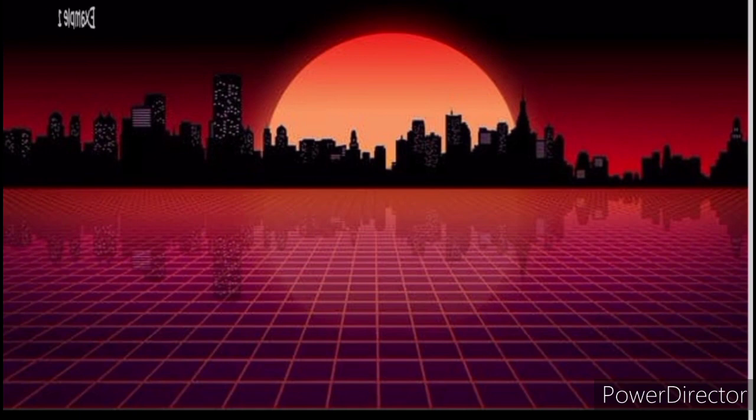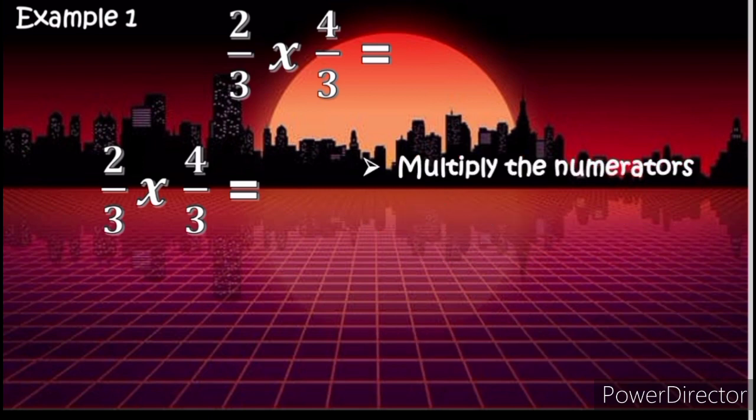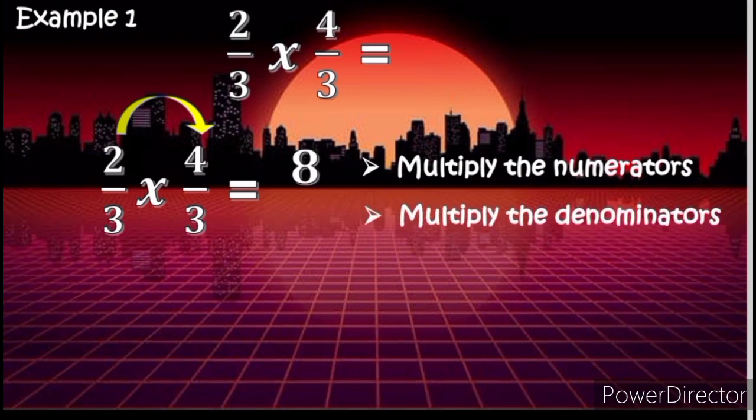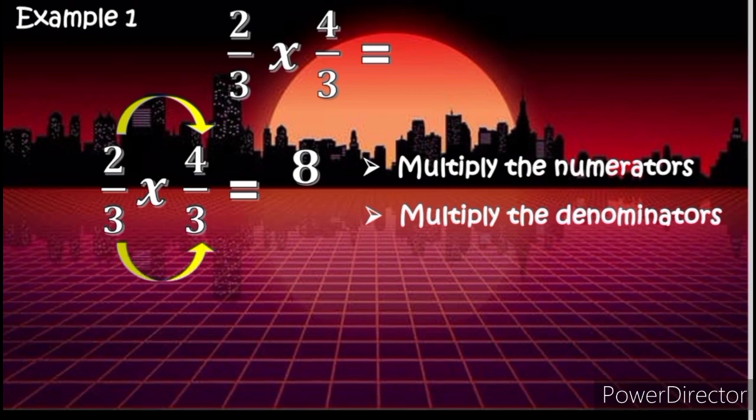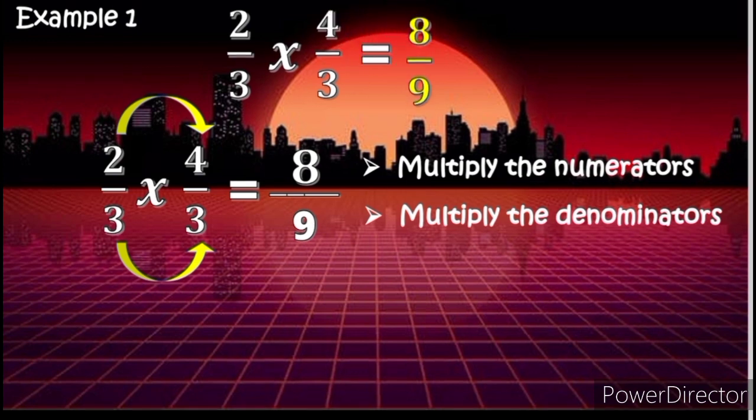Let's try this given example. 2 over 3 times 4 over 3. Let's try this solution. First, multiply the numerators. 2 times 4 is equal to 8. Now multiply the denominators. 3 times 3 is equal to 9. What will be our final answer? Yes, 8 over 9 is in simplest form.